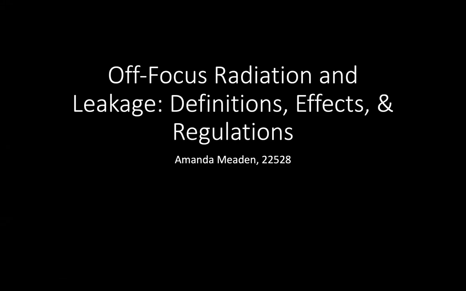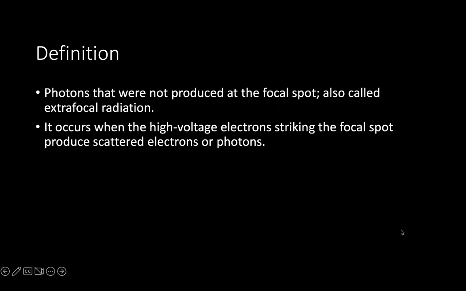Off-focus radiation and leakage. Definitions, effects, and regulations. Off-focus radiation is photons that were not produced at the focal spot, also called extrafocal radiation. This occurs when the high-voltage electrons striking the focal spot produce scattered electrons or photons.